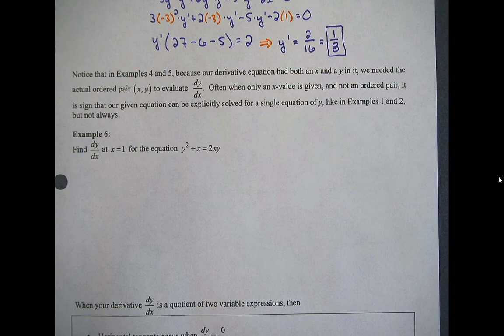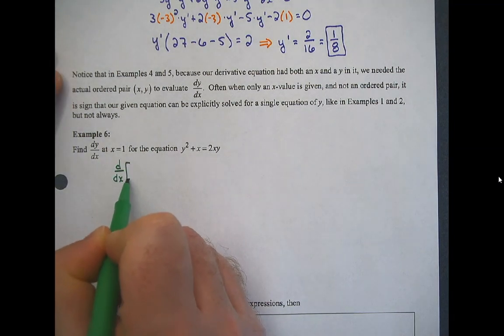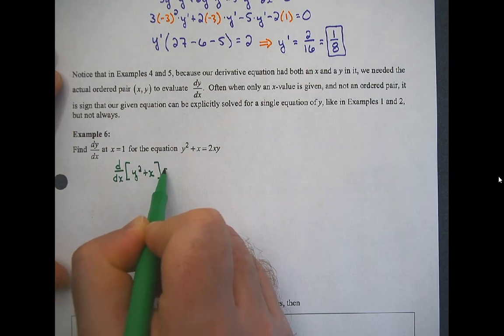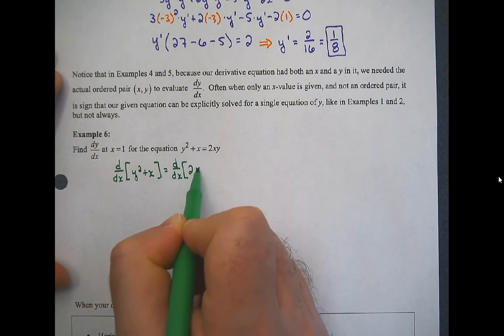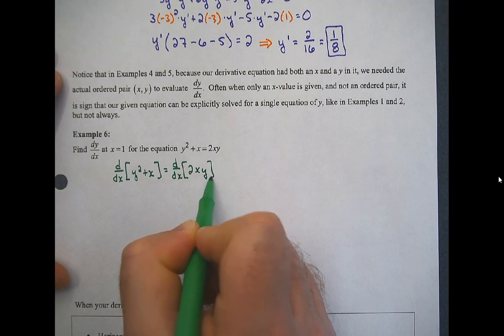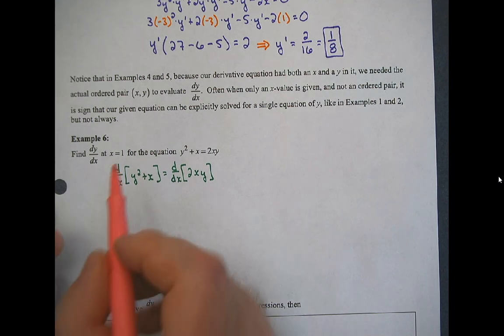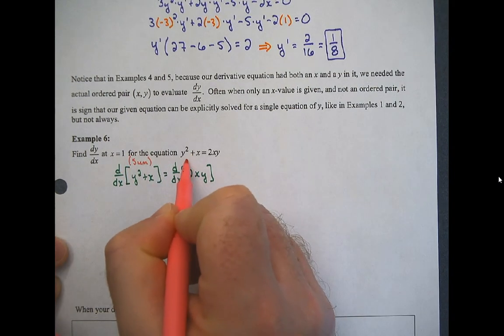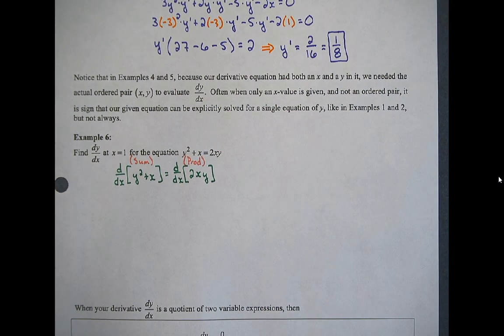So I would take d dx of y squared plus x equals d dx of 2xy. All right, now I'm looking at how to derive these. I notice that this one is a sum. I usually don't write sum, but whatever. And then this one is a product. I'm going to encourage you to do the product rule.